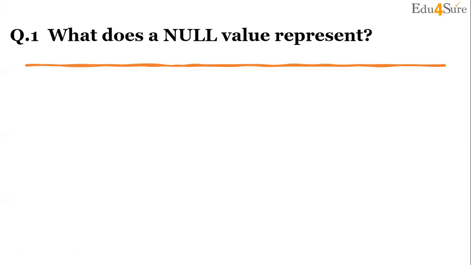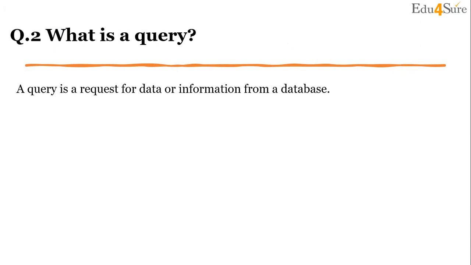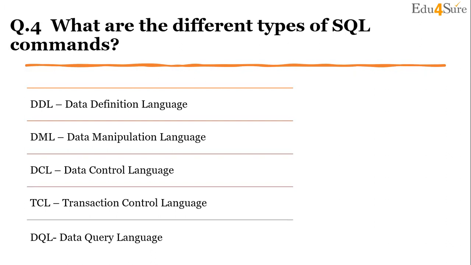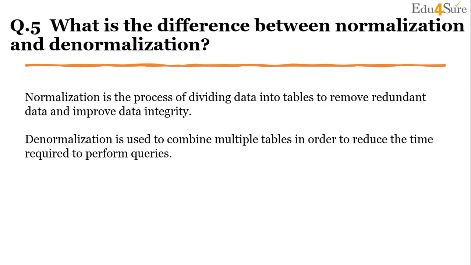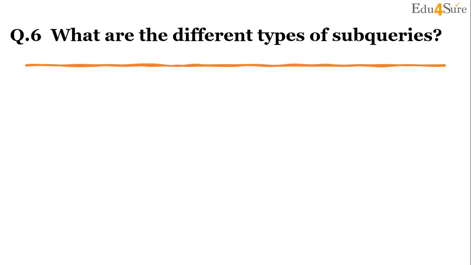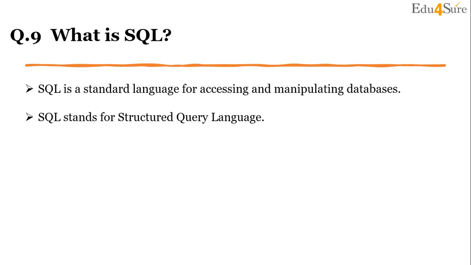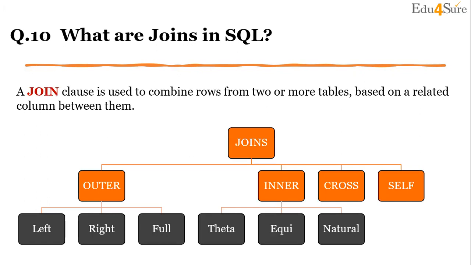What does a null value represent? What is a query? What is an alias? What are the different types of SQL commands? What is the difference between normalization and denormalization? What are the different types of subqueries? How can SQL queries be optimized? Define database. What is SQL? What are the joins in SQL? So these are the 10 questions which we have already covered in previous videos.